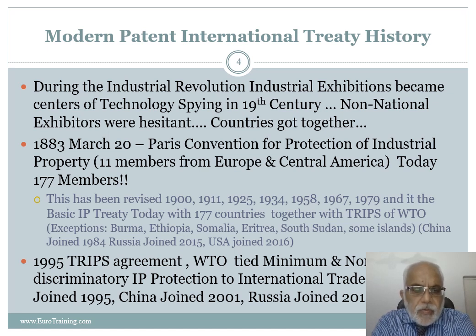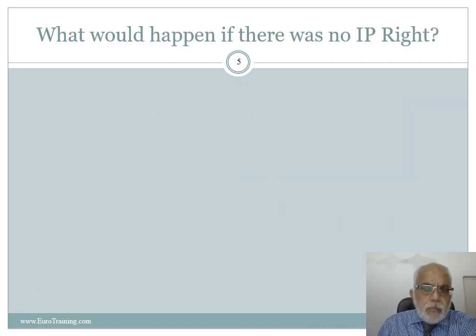This TRIPS agreement came into force, was signed in 1995. China joined it in 2001. Russia joined in 2015 or so. The TRIPS agreement is the current minimum patent law in all member countries, and we are talking about 177 countries plus. So the TRIPS agreement is an important agreement to remember to understand global intellectual property rights.